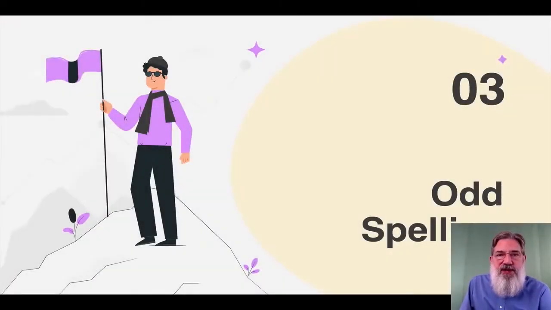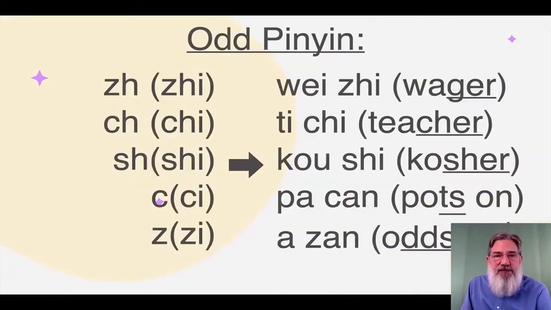So let's look at a few of the odd spellings. Here are some odd ones where we've got zhi. You see that zh? That's zhi. And the example I have is wager. The English word wager, if written in Pinyin, would be weizhi, wager. Or just by itself, zhi.